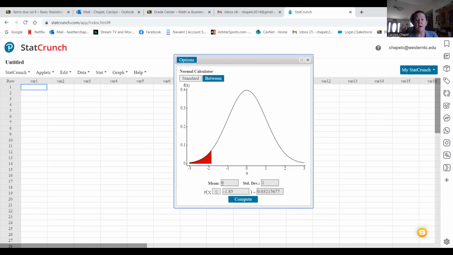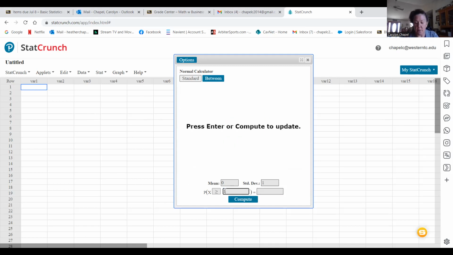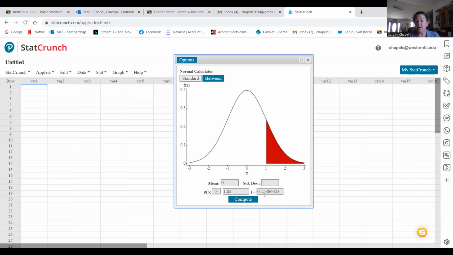Okay. Our next problem, we actually did a greater than. And the nice thing about StatCrunch is it does allow us to go either above or below. And here we did 1.02. So 1.02. We got 0.1539 after doing some subtraction. And there's our 0.1539, and we would round that to 0.154.